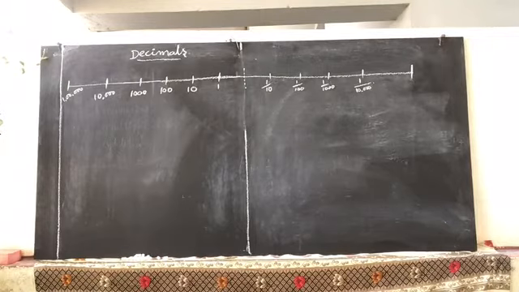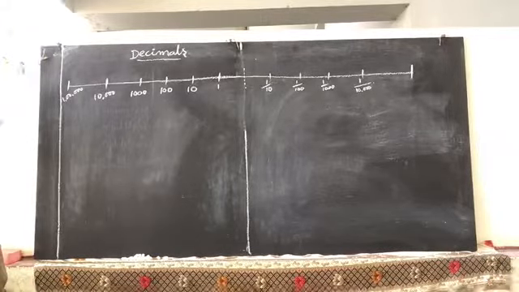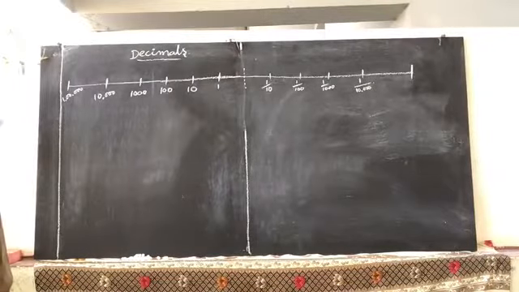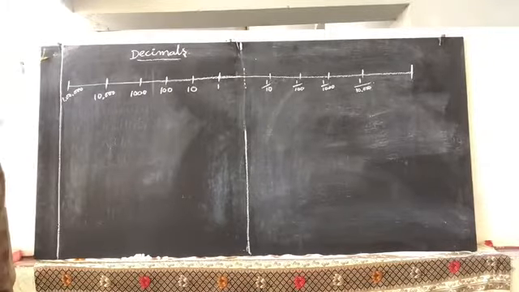Okay. Let us see about the decimals. Decimals are nothing but the fractions with the denominators of 10, 100, 1000, 10,000 and so on. Those are known as decimal fractions.